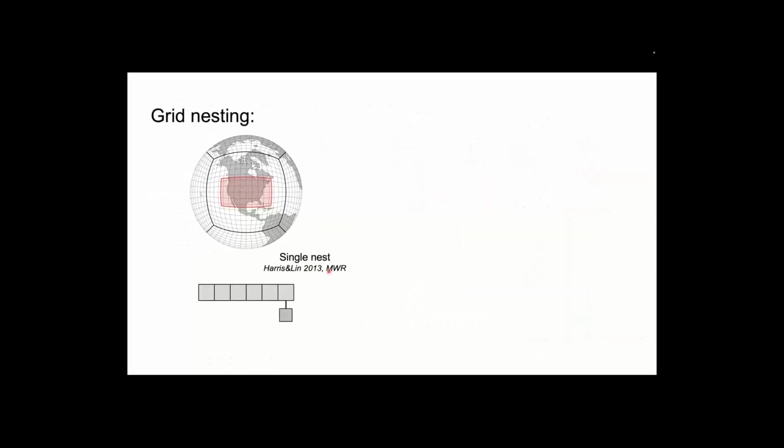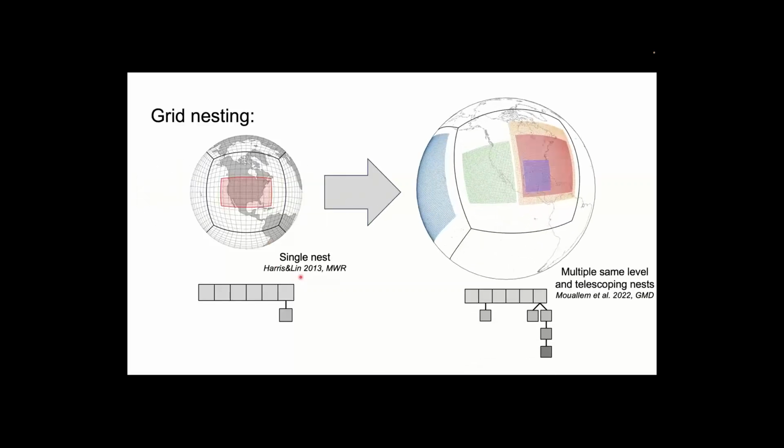So basically, nesting started in FV3 with Harris and Lin in 2013, where one tile was implemented in the code. You can see here these squares represent the different faces of the cubed sphere, the 6 faces, and here we can add one additional tile, as you can see in this picture. So we have upgraded this technology to accommodate multiple same-level and telescopic nests. Everything that I'm about to show today is documented in this paper.